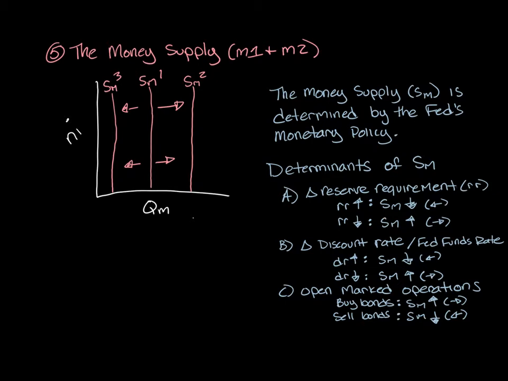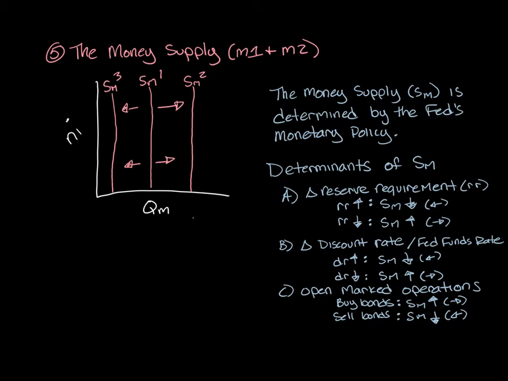Should the Fed decide to sell bonds, they're going to be giving the banks bonds and taking the banks' excess reserves in exchange for those bonds, resulting in banks being able to loan out less money and thus, through the money multiplier, reductions in the overall money supply.